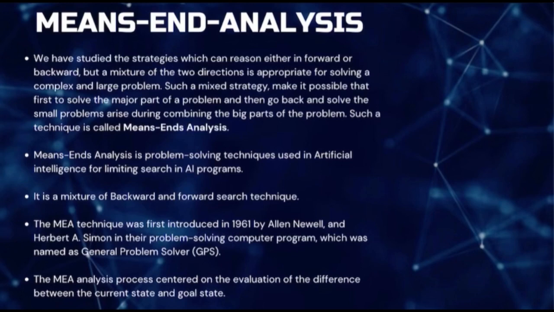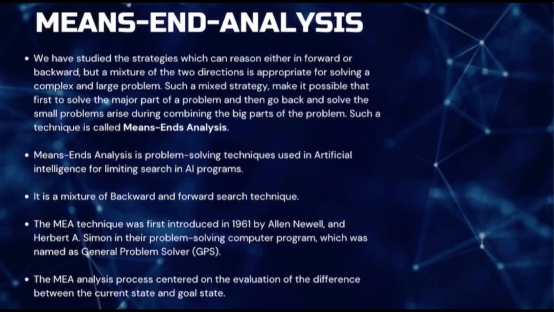So we have studied different strategies which can reason either in forward or backward direction. To solve a specific problem, we have studied forward technique and backward technique. But a mixture of both techniques is appropriate for solving a complex and large problem. Such a method is known as means and analysis, where it uses both forward and backward technique to solve a complex problem. Here, first it solves the major part of the problem and then goes back and solves the smaller parts of the problem, which arise during combining the big parts of the problem.